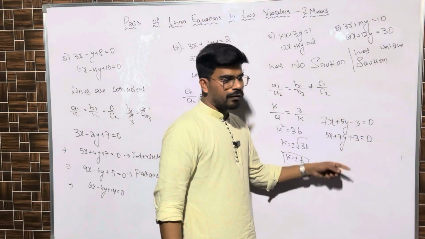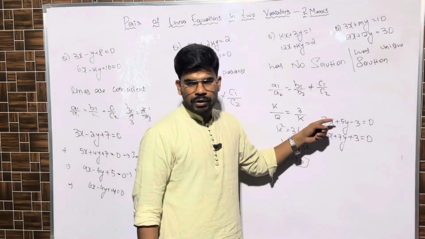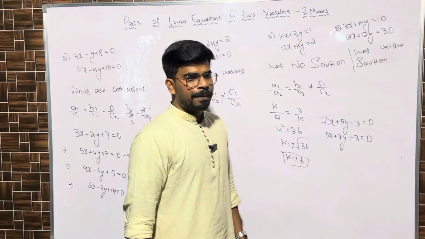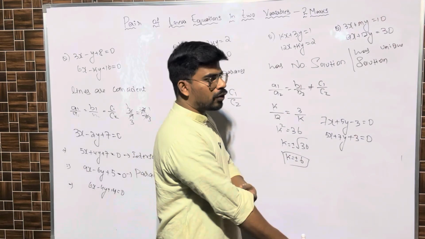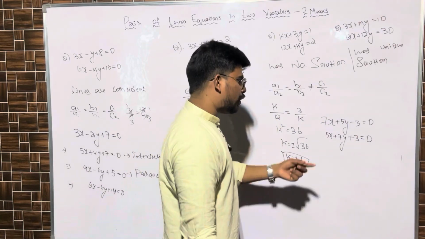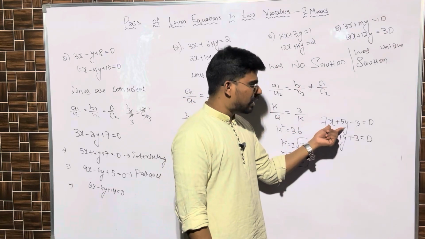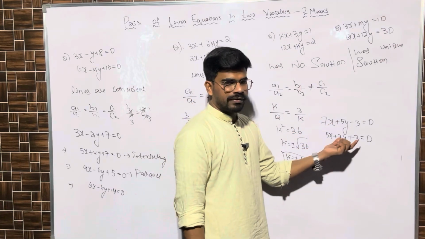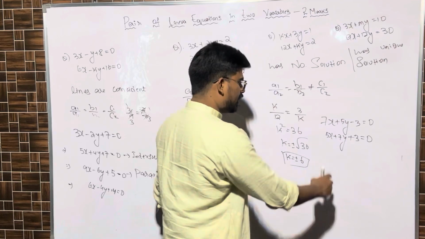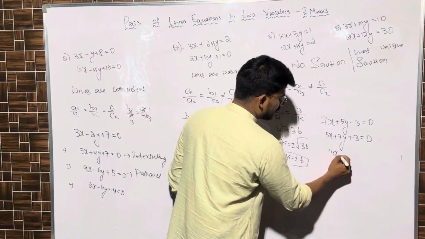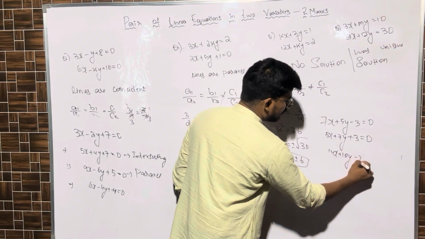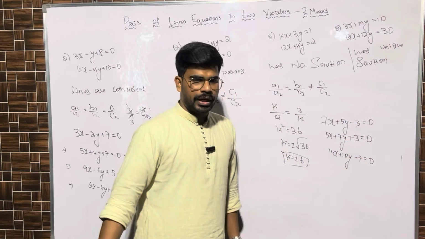7 by 5 is not equal to 5 by 7. A1 by A2 is not equal to B1 by B2. These two lines are intersecting. Next we have to write one more line which is parallel. In order to write parallel, first A1 and B1 should be doubled. Double or triple, whatever, in the same ratio. Third value shouldn't be the same. 7 double, 14x plus 10y minus 7 is equal to 0. Whatever third value you take, it's up to you.